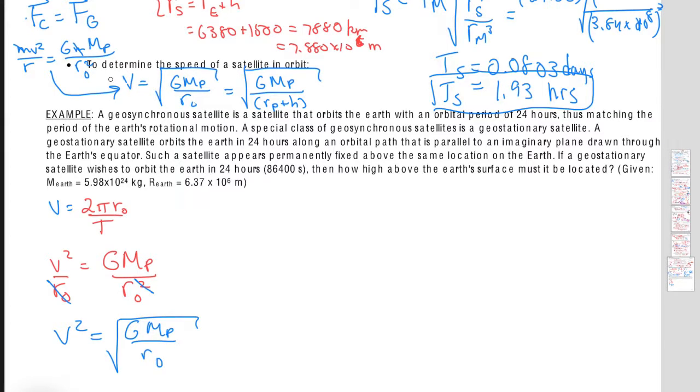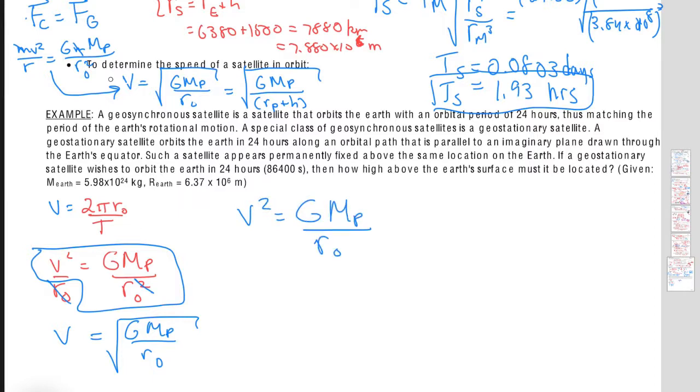What I'm going to do is work this backwards. This isn't v squared, this is v. So I can really start my algebra here. I can say that v squared equals G mass of the planet over R_O. I can also plug in this 2 pi R_O over T.